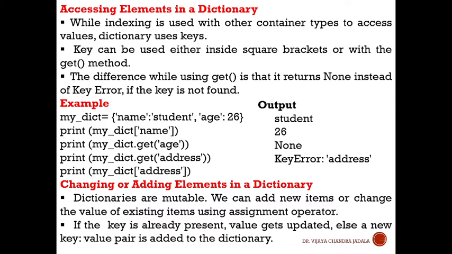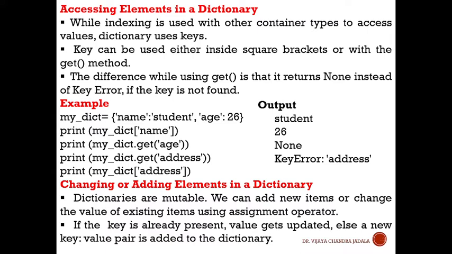Example: my_dict equal to {'name': 'student', 'age': 26}. When you print the name, it will print student. When you print the age, it will print 26. When you ask to print the address, it gives None, since address is not declared.